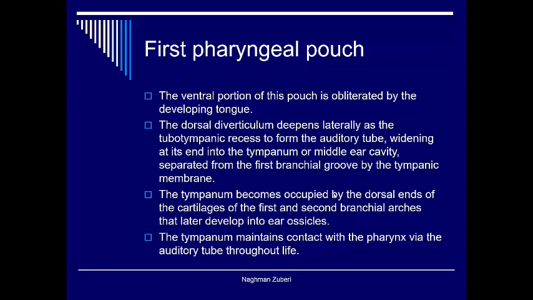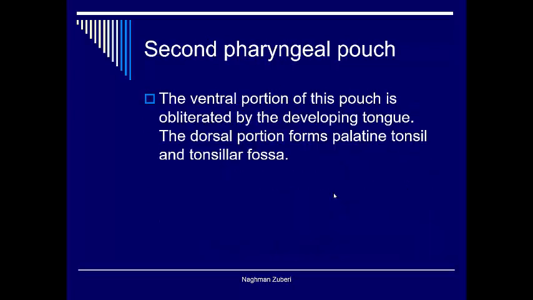The dorsal diverticulum deepens laterally as the tubotympanic recess to form the auditory tube, widening at its end into the tympanum or middle ear cavity, separated from the first branchial groove by the tympanic membrane. The tympanum becomes occupied by the dorsal ends of the cartilages of the first and second branchial arches that later develop into ear ossicles. The tympanum maintains contact with the pharynx via the auditory tube throughout life.